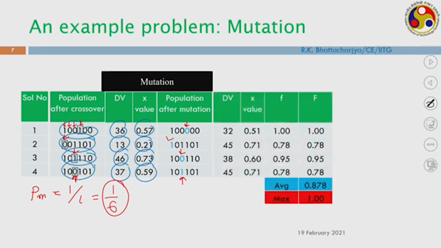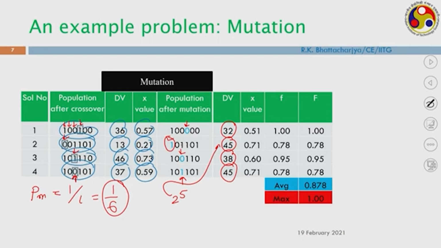Now, this is the decoded value of the mutated solution: 32, 45, 38 and 45. If you look at the second solution, this bit has been mutated. This being mutated means you are adding 2 to the power 5 here. So, the decoded value is increased by 2 to the power 5. It was 13, now you are getting 45. So, that means you are adding 32.